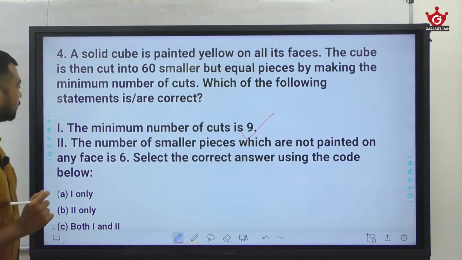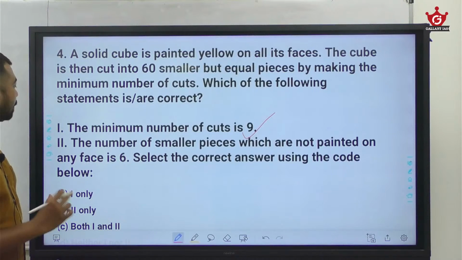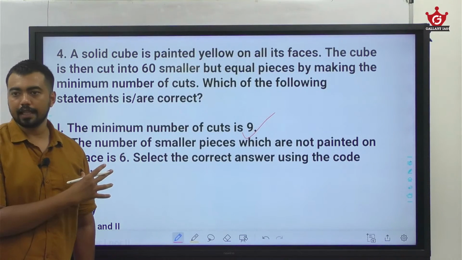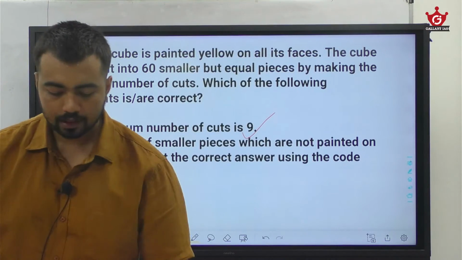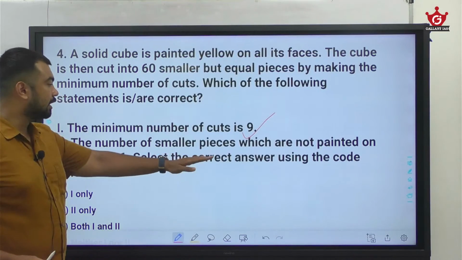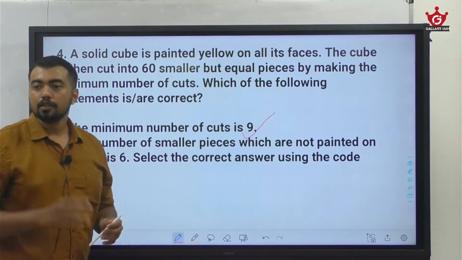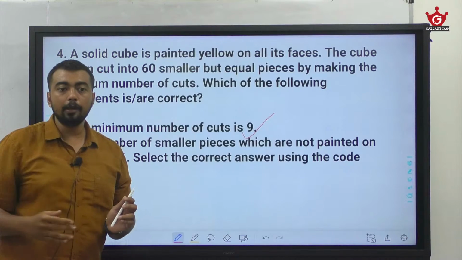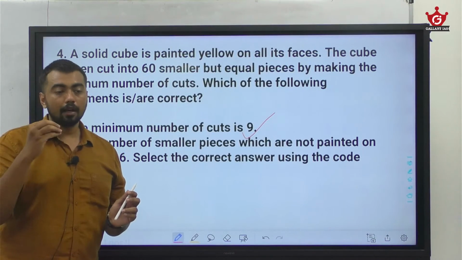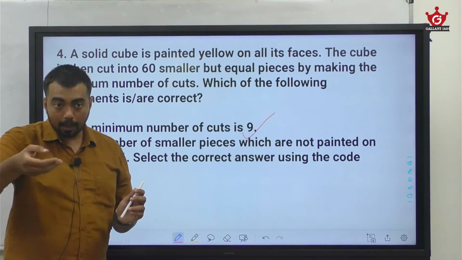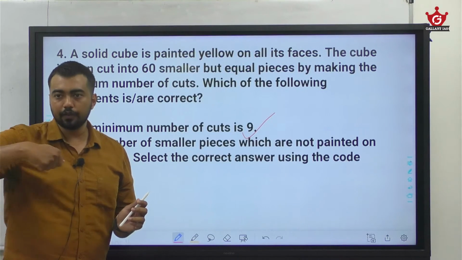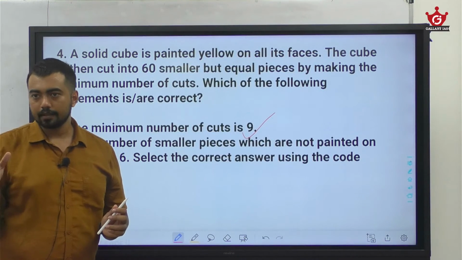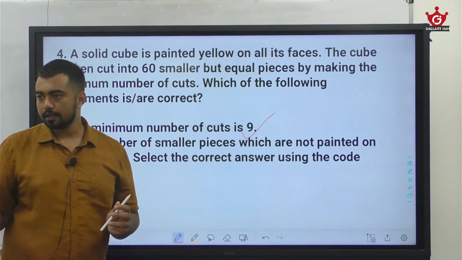Now let's look at the second assumption. The number of smaller pieces which are not painted on any face is 6. So this is the second assumption that they are giving. When you paint a cuboid, a solid cube, and cut, there will be cubes where there is no paint at all. It comes from the inside. When it comes from the inside, the brush will not have touched it. So there will be cubes where there is no paint at all. You understood that, right? Any doubt about it? Okay.